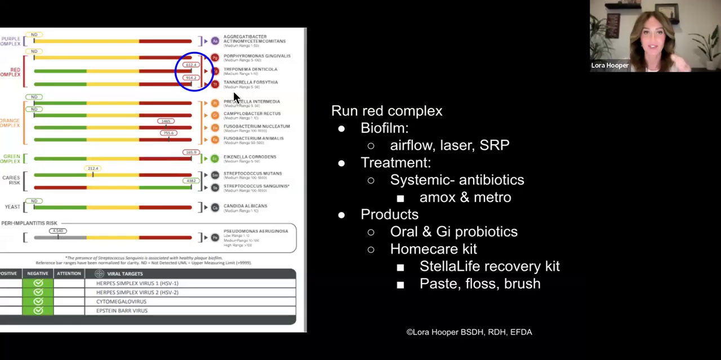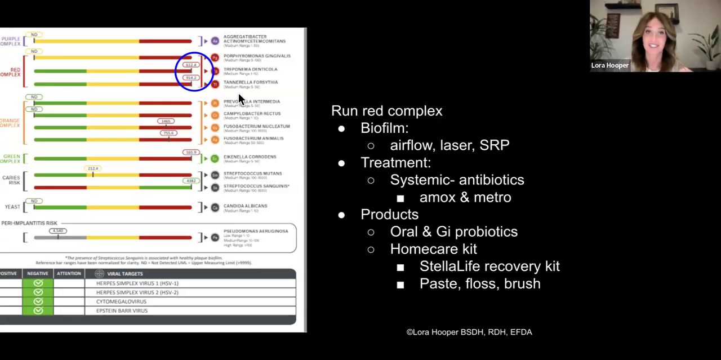And so again, you get the test, you see the red complex are there, you're going to run your red complex protocol. You're going to break up your biofilm. You're going to treat both the mouth and the bloodstream. It's systemic. We're going to use those antibiotics, amoxicillin and metronidazole in combination. We're going to get them on the right products, especially our oral and GI.